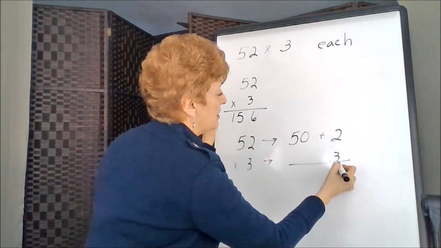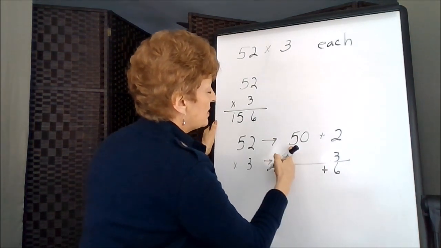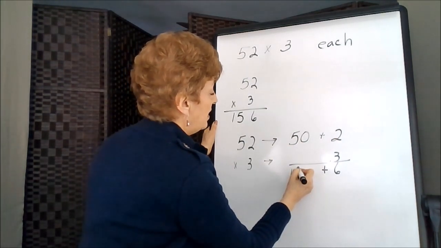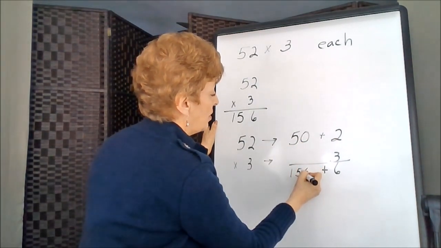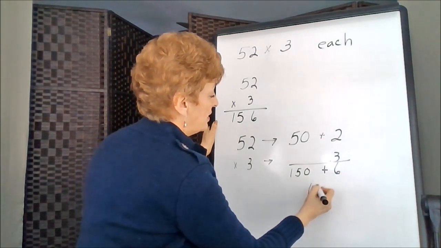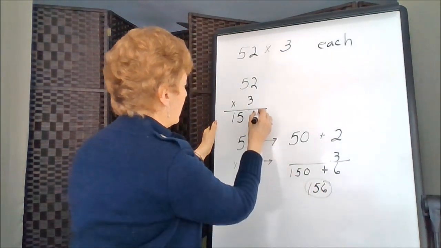3 times 2 is 6. And then we're going to go 3 times the 50. So 3 times 5 is 15. And then we're going to put the 0 on the end of it. Combine these two together to get 156. So we've got the answer twice.